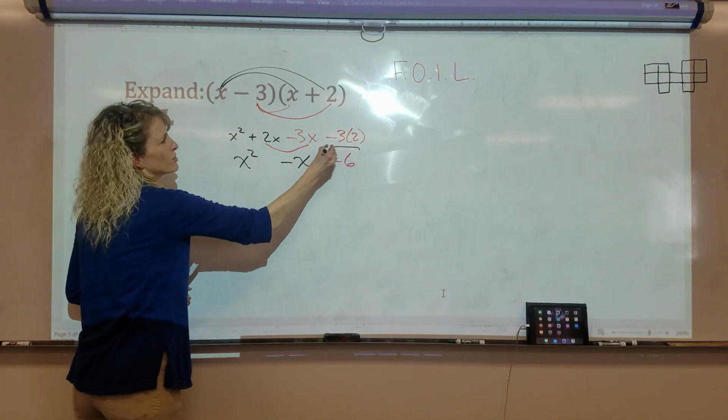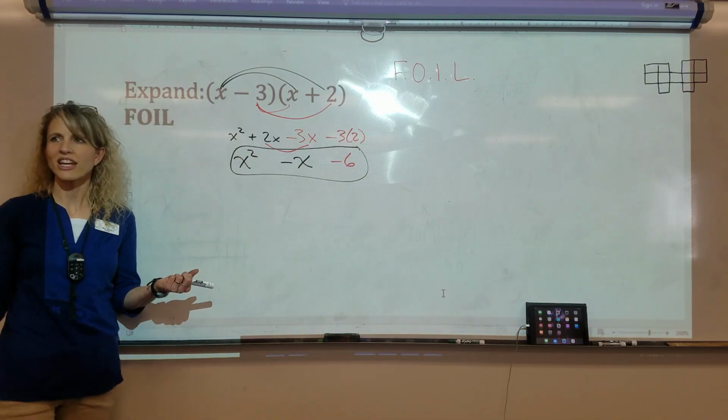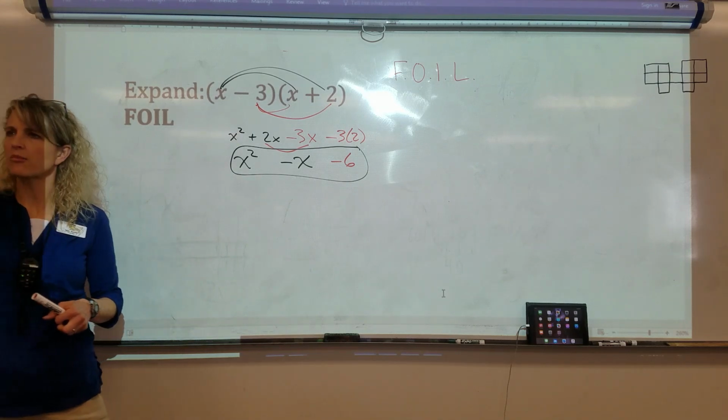All right. Nothing else is a like term, so you're done. x squared minus x minus 6. How many of you got it right?